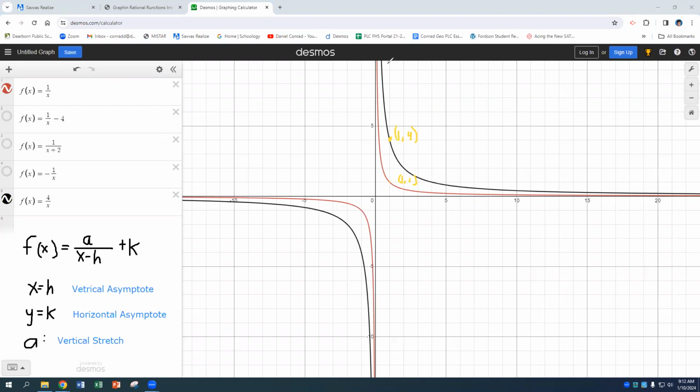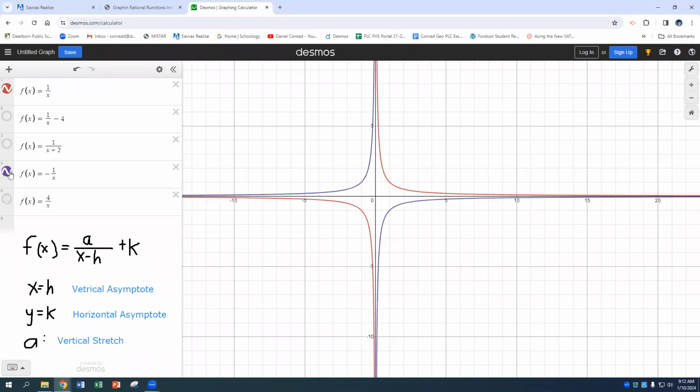Okay, and then the last one here is if there's a negative in front of our function. So it's -1 over x. We notice it's going to switch. So if it's positive 1 over x, it's going to be in the top right and bottom left. If it's negative, it's in the top left and bottom right. So positive, and then the purple here would be negative.